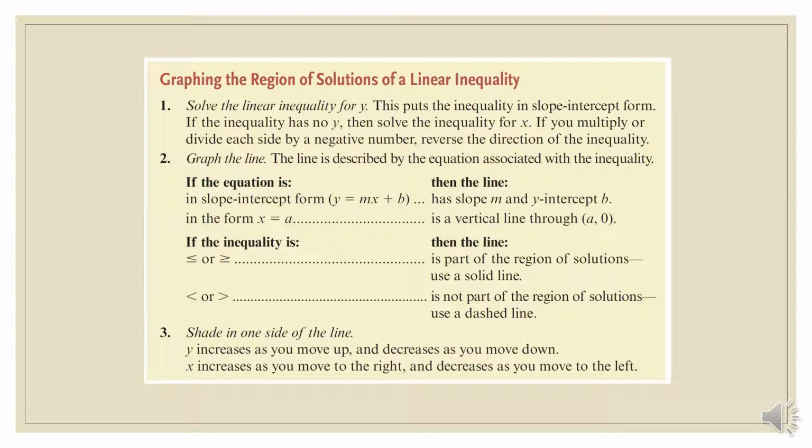And then the last thing you're going to do is just shade one side of the line. If it's a less than, you're going to shade below the line. If it's a greater than, you're going to shade above the line. Make sure you write this down, have this table memorized.